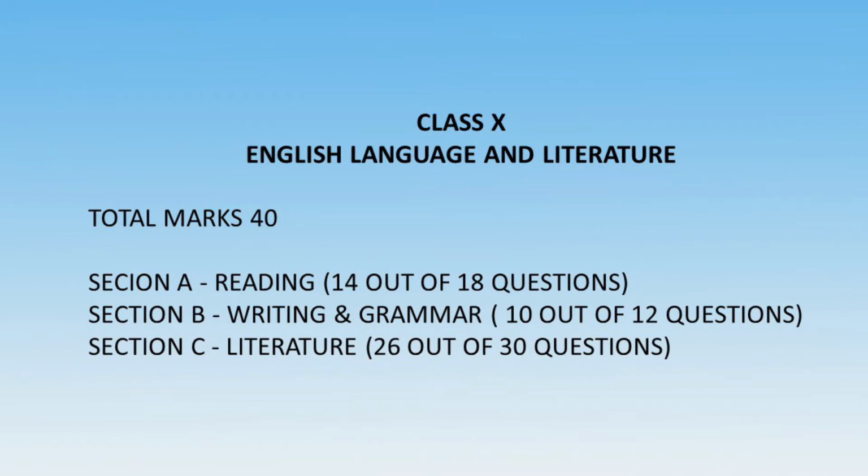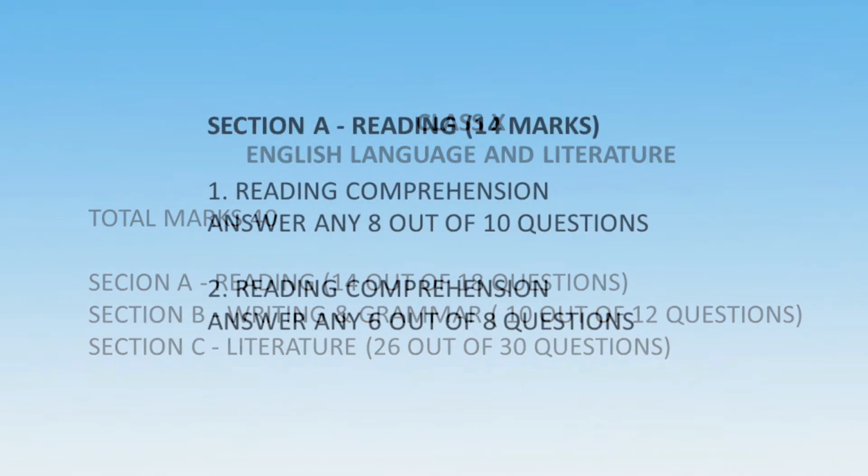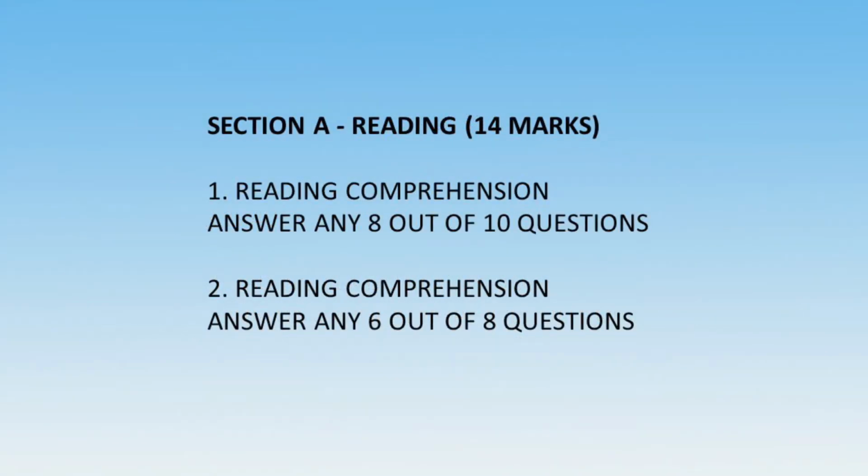So the next section is section B, which is writing and grammar. So there will be 12 questions totally from writing and grammar, out of which you need to answer only 10 questions. Then comes section C, literature, where you will be having a total of 30 questions and you need to answer only 26 out of the 30 questions. So now let's look at the questions section by section.